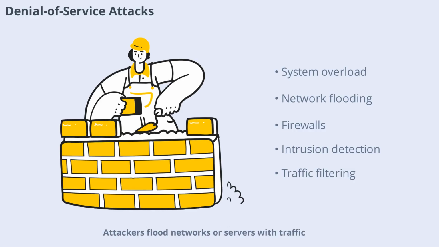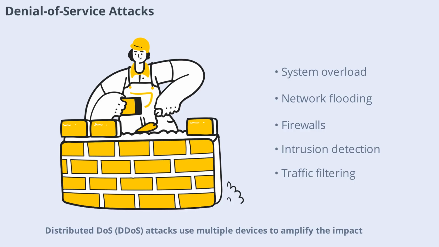Attackers flood networks or servers with traffic, causing slowdowns or complete outages. Distributed DoS (DDoS) attacks use multiple devices to amplify the impact. To defend against these attacks, organizations use firewalls, intrusion detection systems, and traffic filtering. Quick response and robust infrastructure are key to minimizing downtime.